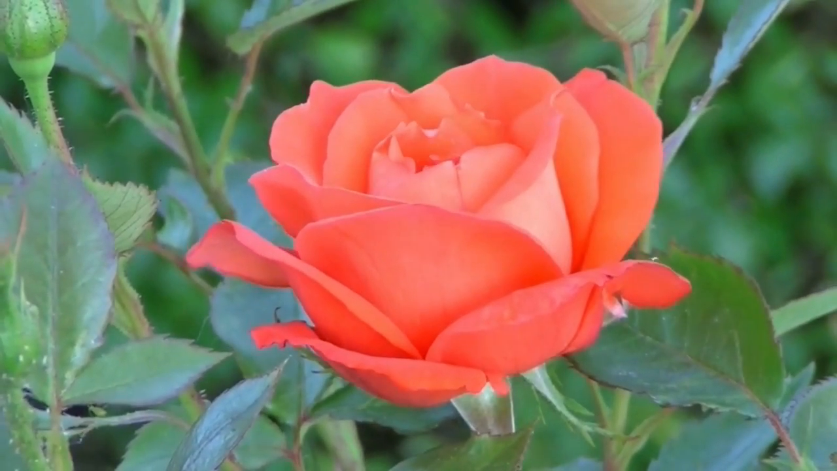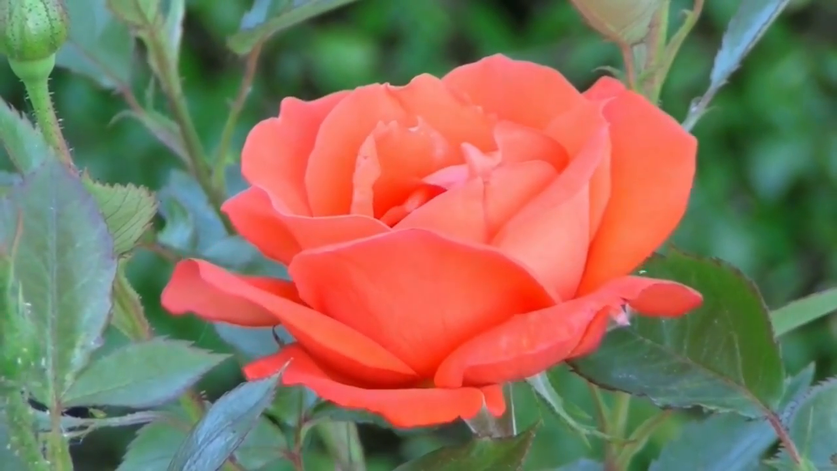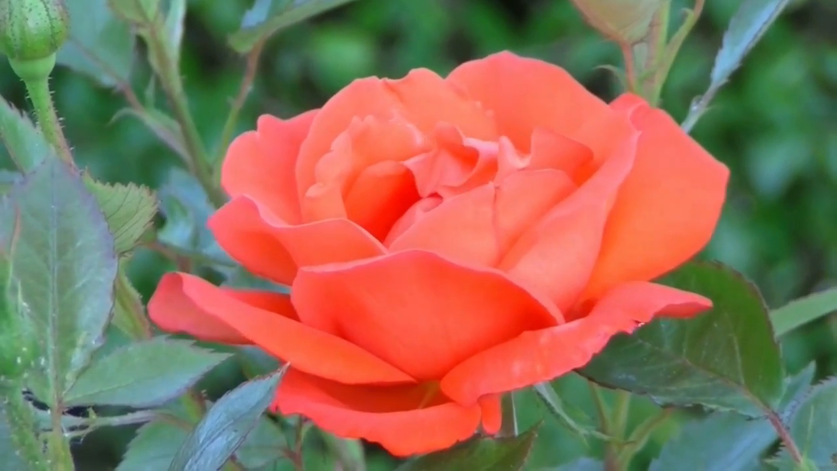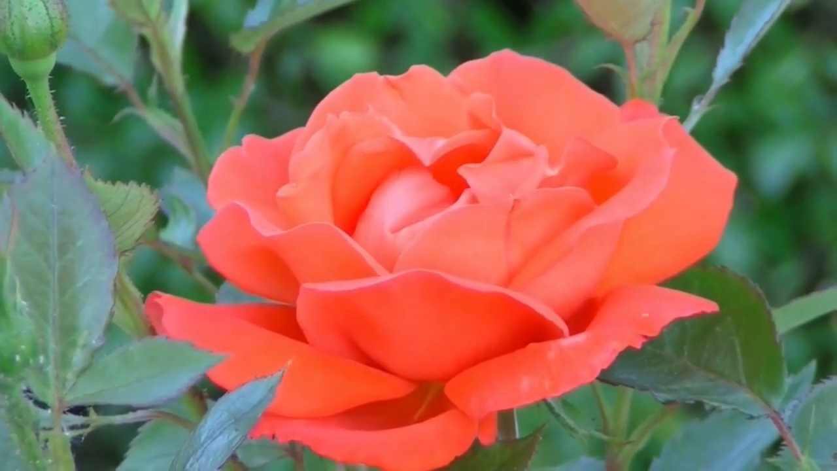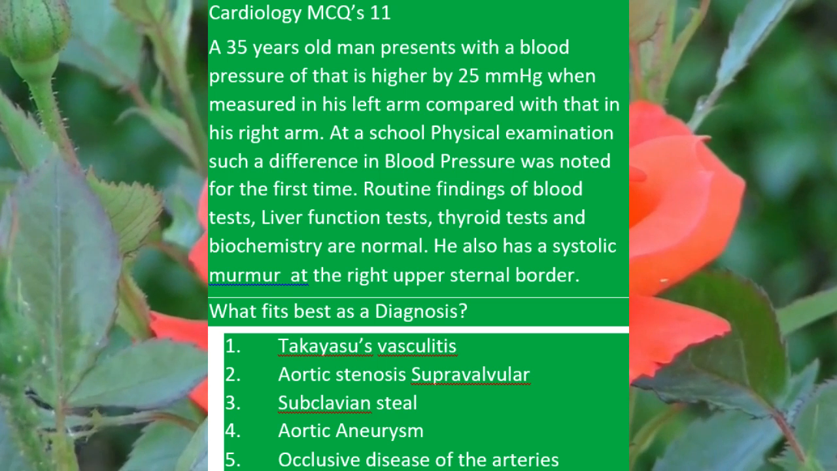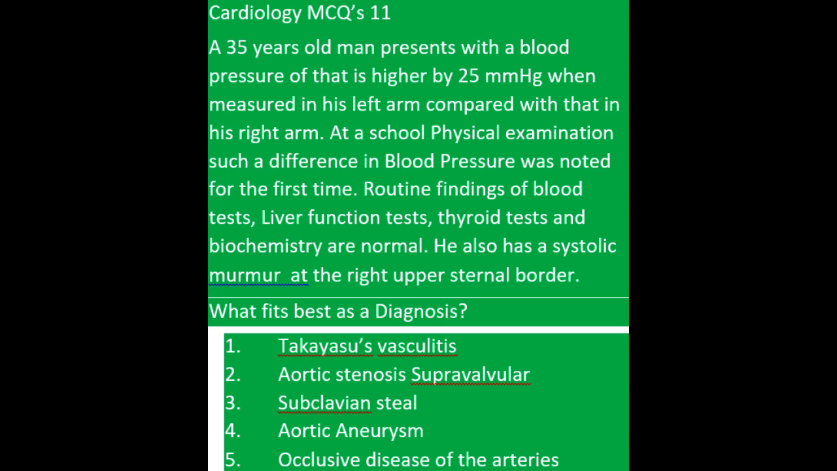MRCP MCQs. A 35-year-old man presents with a blood pressure that is higher by 25 mm of mercury when measured in his left arm compared with that in his right arm. At a school physical examination, such a difference in blood pressure was noted for the first time.